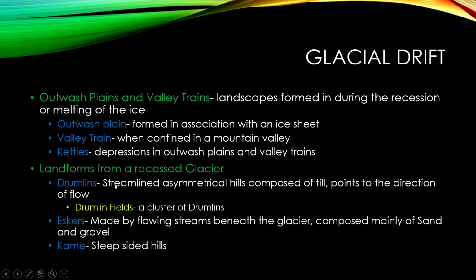And you have the other landforms, which are the drumlins, streamlined asymmetric hills. They have the lee side and the stoss side feature, and point to the direction of the flow. The direction of the flow is based on where the gentler slope, or the lee side, is. And then the esker is made by streams flowing beneath the glacier, and is composed mainly of sand and gravel, and the kame is the steep-sided hills.